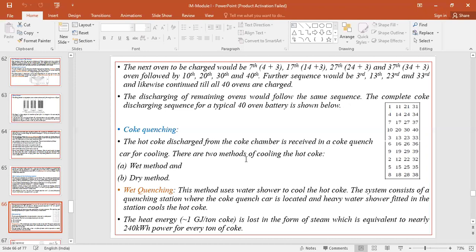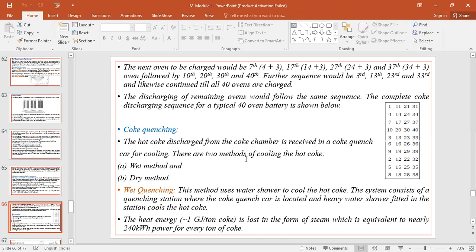At the other end of the oven, you will have the quench car, and the entire coke will be collected into the quench car. And once the oven is empty, again the charging will be done from the top. And whatever coke is collected in the quench car will be subjected to the quenching process.